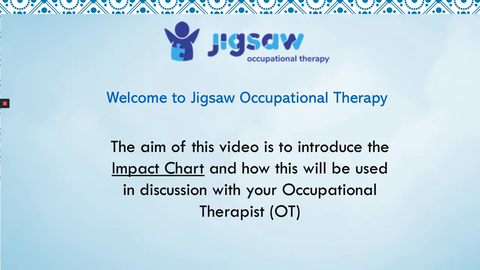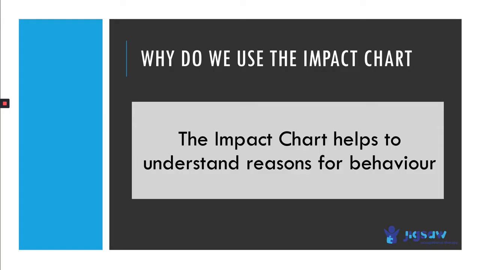The aim of this short video is to introduce an impact chart and how this will be used during discussion with your OT. Now, the main purpose of an impact chart is to begin the process of understanding reasons for your child's behaviour. This framework is informed by sensory attachment intervention, and as part of this process, your OT will devise an individualised impact chart based on your child and their behaviours.